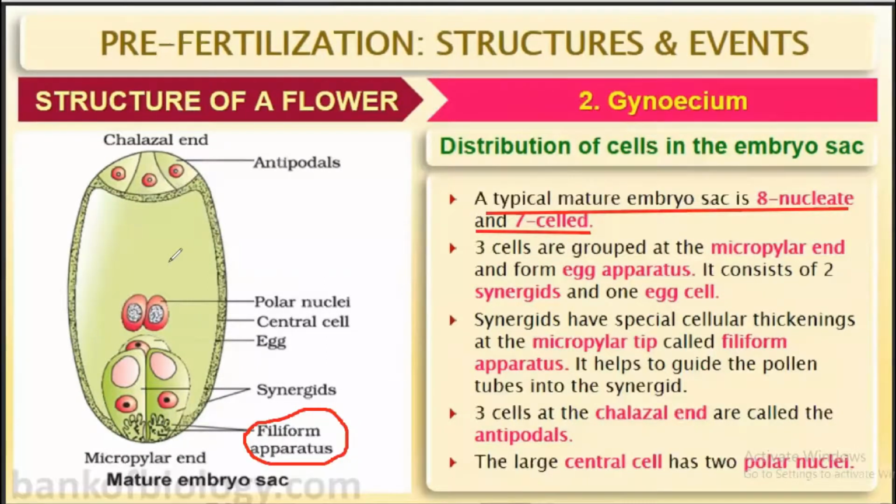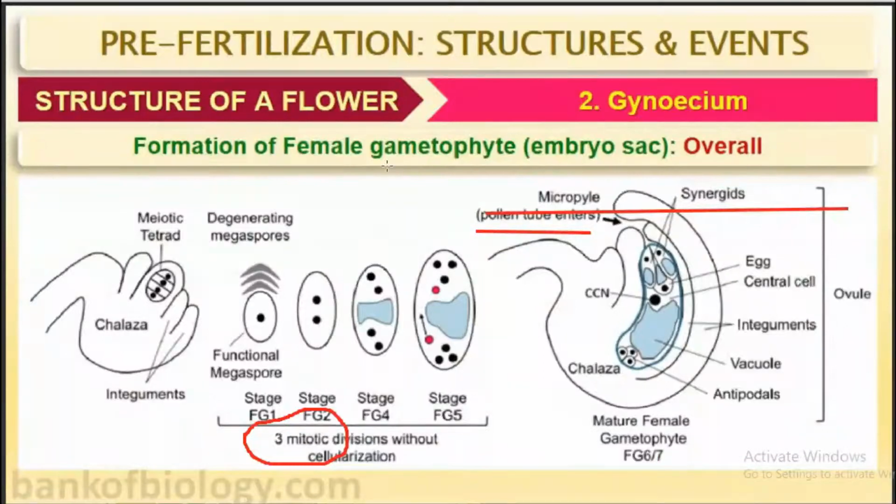See, in the previous diagram we have seen the micropylar end here; in this diagram it is just opposite. Whatever the diagram is, you remember one important thing. In the micropylar end, we can see the egg apparatus. Similarly, we can see the antipodals in the chalazal end. Okay. Yes, this is the formation of the female gametophyte. Overall formation of the female gametophyte.